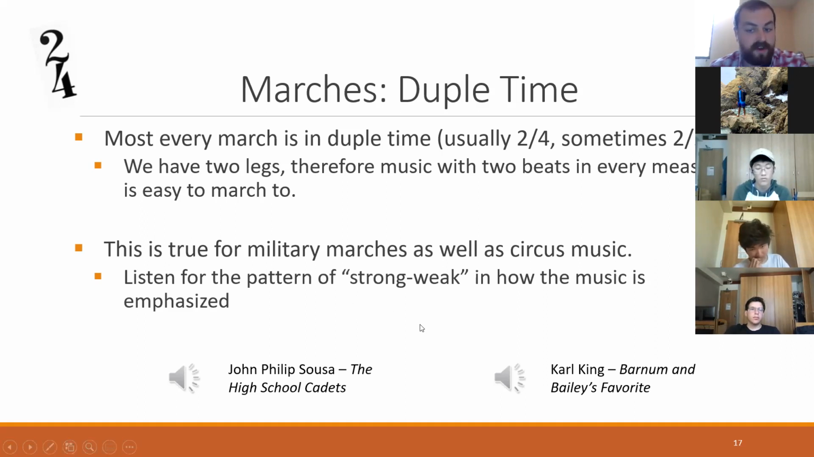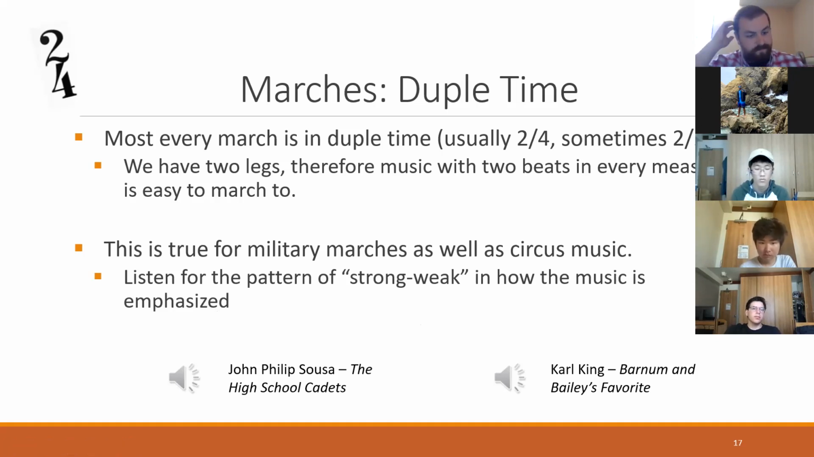So listen for the pattern of strong, weak, and how the music is emphasized. It's basically like 1, 2, 1, 2, 1, 2, 1, 2. You may hear something like that. You can think of it also as down, up, down, up, down, up. We won't talk about conducting, but what a conductor of an orchestra does is provide in some ways the information for the meter. So if a conductor was conducting a piece in 2, they would go 1, 2, 1, 2, 1, 2, 1, 2, and so on.